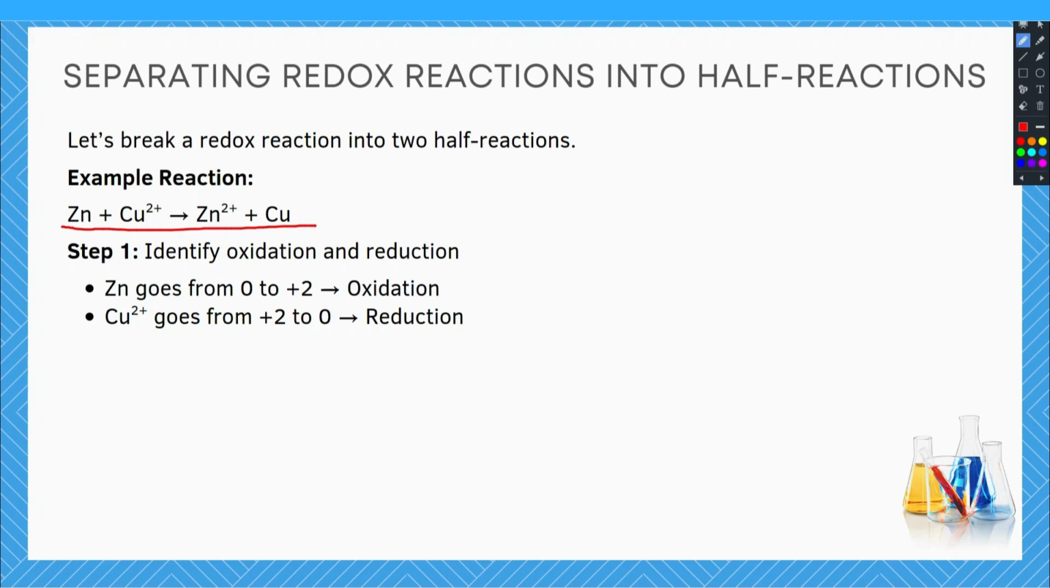First of all, we need to identify oxidation and reduction. How do we do that? The first element we have here is zinc, Zn, and it migrated to produce Zn2+. The other element we have is copper, Cu2+, and then it migrated to become Cu. Now the question is, which one was oxidized, or which one experienced oxidation, and which one experienced reduction?